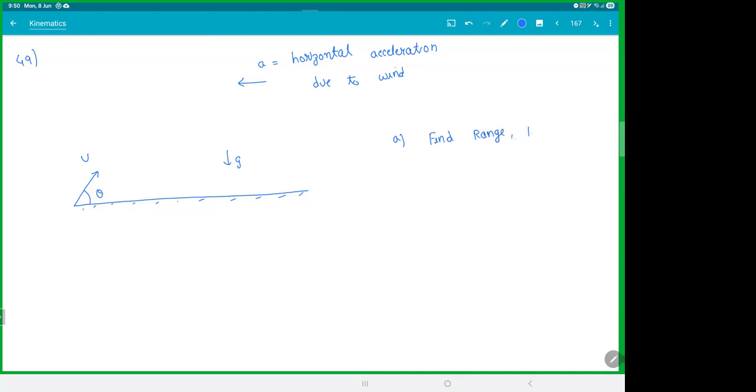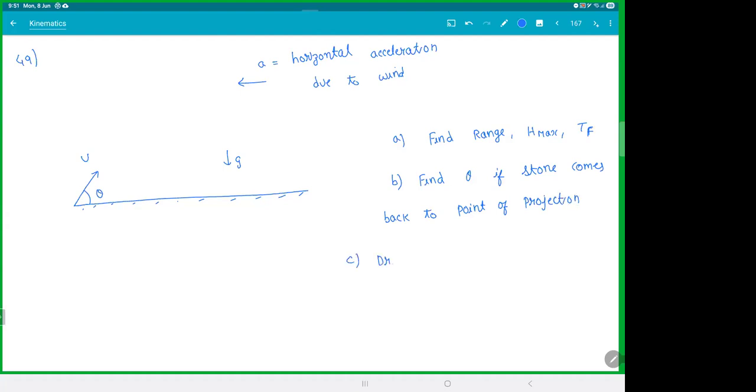Find range, h max, time of flight. Find theta if the stone goes back to the point of projection. So we want the stone to come back to the point of projection. If the wind is blowing really hard, there is a possibility you come back to the same place. It happens for a very specific theta.